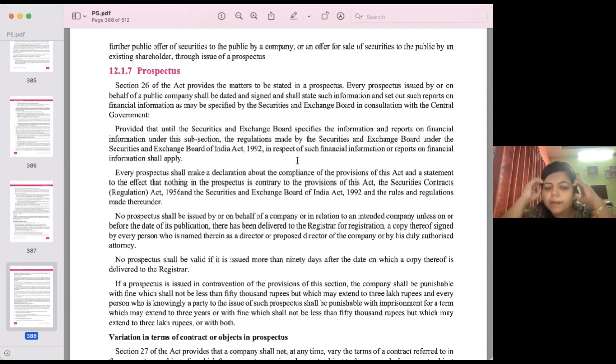There are various kinds of prospectuses. There's a red herring, there's a shelf, as well as a normal prospectus. Basically, a shelf prospectus is a prospectus where the validity of the prospectus remains for a year, 1 calendar year.